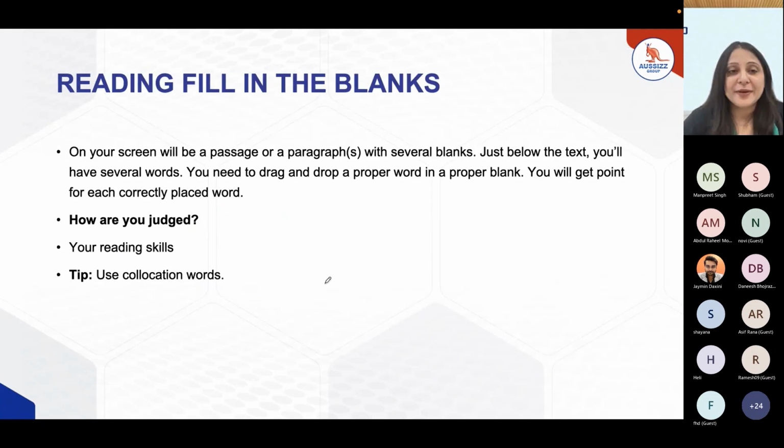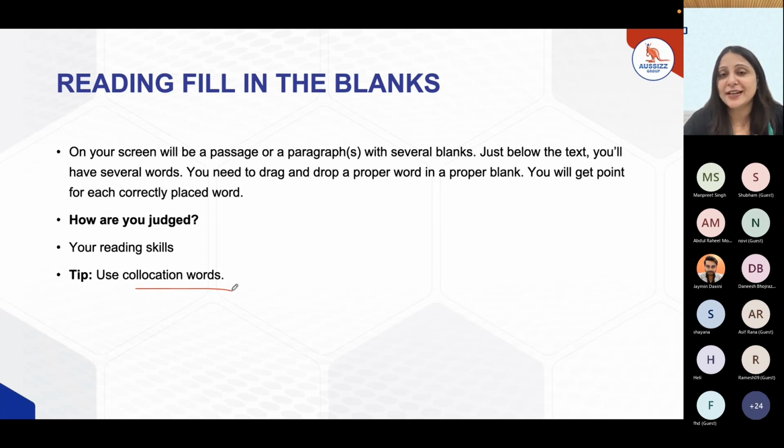Next task, reading fill in the blanks. Very simple. Use collocation words. I can tell you it is very simple to get good marks in fill in the blanks. Don't go for a lot of grammar. Don't go for a lot of vocabulary. Rather, Pearson has released a list of collocation words. Now, what are collocation words?